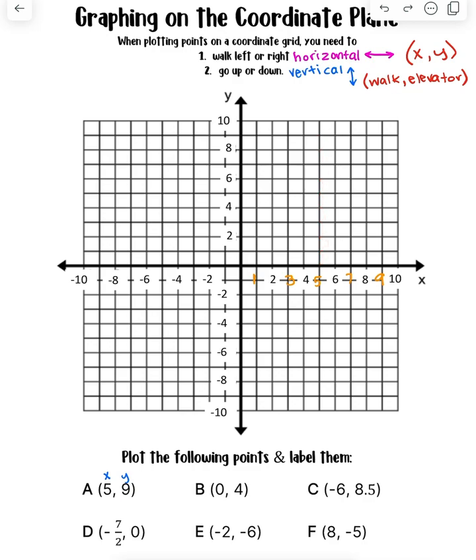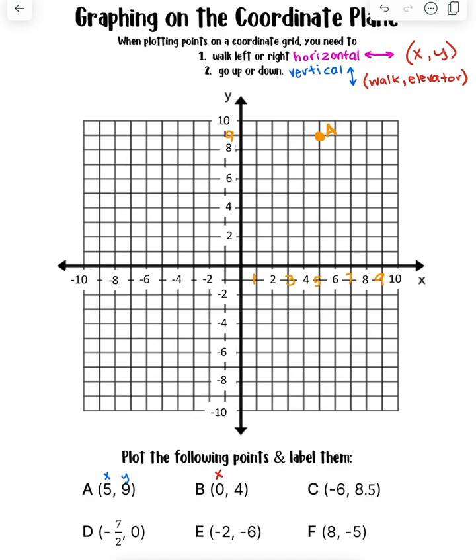So to plot that, I actually need to put a dot there. And then we can double check. Do I have a 5 down here? Yes, I do. Do I have a 9? What's between 8 and 10? That would be my 9, so that is correct. And then I'm going to label it A. Okay? So the next one is B.